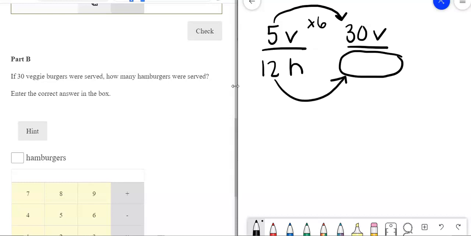Multiply by 6 on top. I'm going to multiply by 6 on bottom. 12 times 6 is 72. So there's 72 hamburgers.